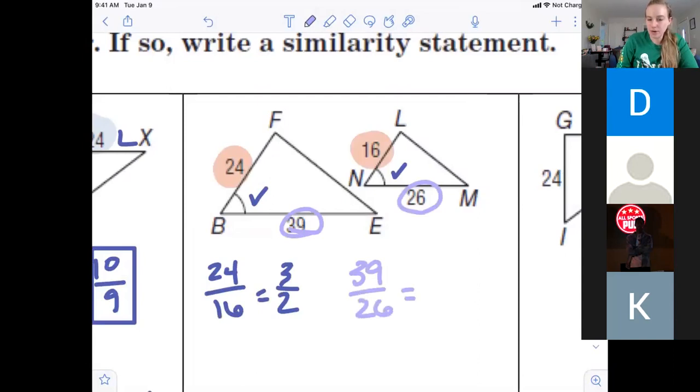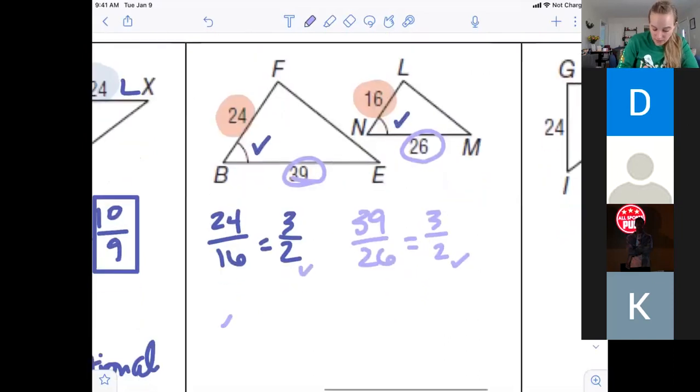I know 39 divided by 3 is 13. I think 26 divided by 13 is 2. I can always check if I'm not sure. Yep. So I get 3/2. Oh, awesome. They are the same scale factor. So that means, yes, we have some similar triangles.